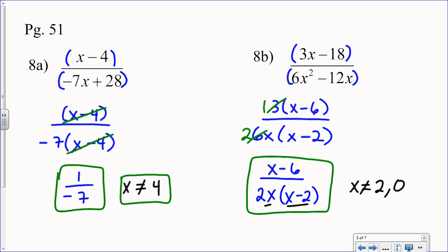What about my x minus 6? That one doesn't matter because you can have 0 in the numerator. You can have 6. 0 divided by anything is 0. That 0 is a number. 0 is something you can graph. You cannot graph something that's undefined. Okay, questions about that?